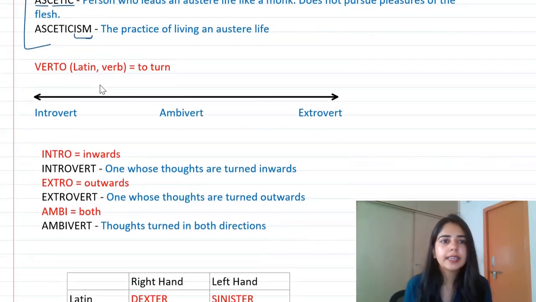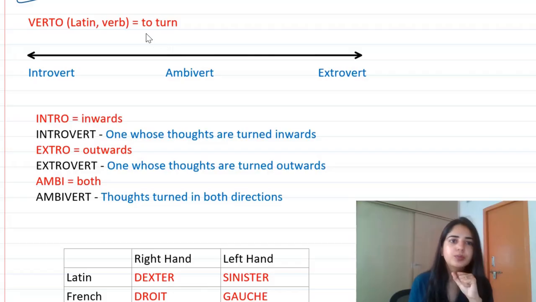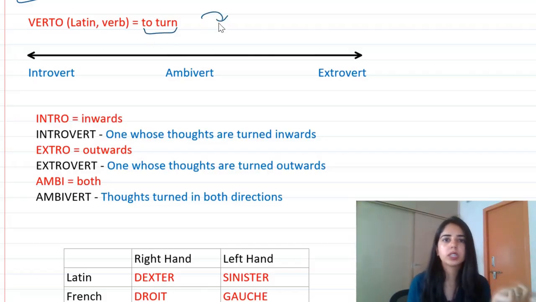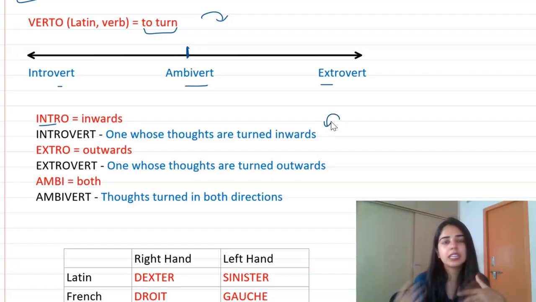Now our next root word is Warto, which has been taken from Latin. It is a verb which means to turn. Now there are 3 words which we are going to learn from this root word: introvert, ambivert and extrovert. I have made a line over here because ambivert lies somewhere in the middle of extreme introvertism and extrovertism. Let's first go towards introverts. Intro means inwards. So introvert means one whose thoughts are turned inwards. Where inwards? In their mind, in their own headspace.